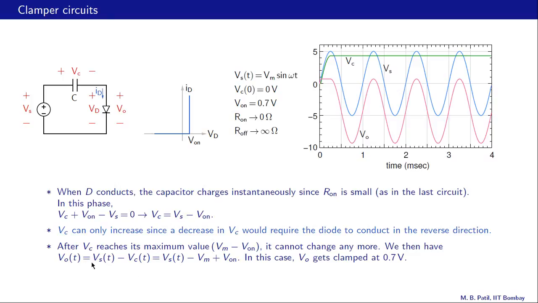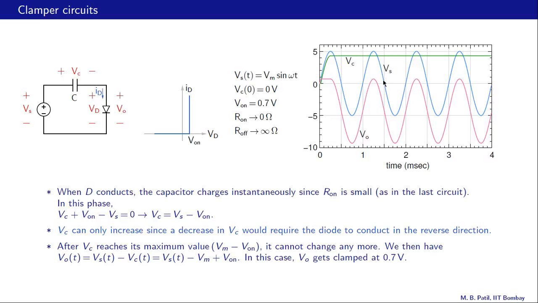And we then have Vo of t equal to Vs of t minus Vc, which is Vs minus Vm plus V on. So it turns out to be Vs minus 4.3 volts. Earlier this was minus 5 volts and now it is minus 4.3 volts. So that's really the only difference, and in this case the output voltage gets clamped to 0.7 volts.